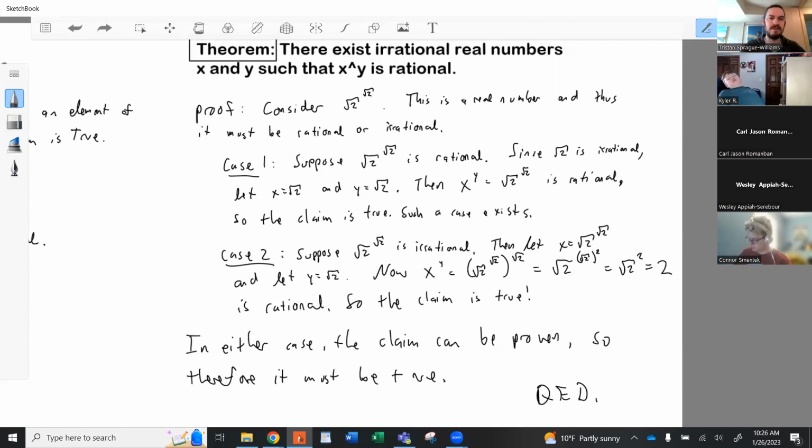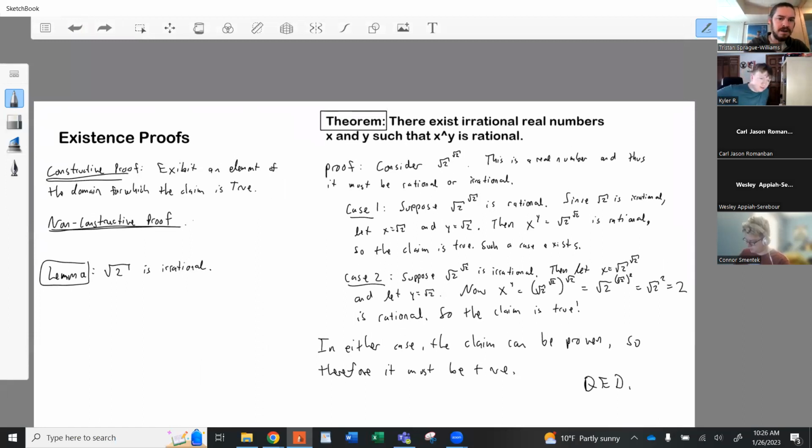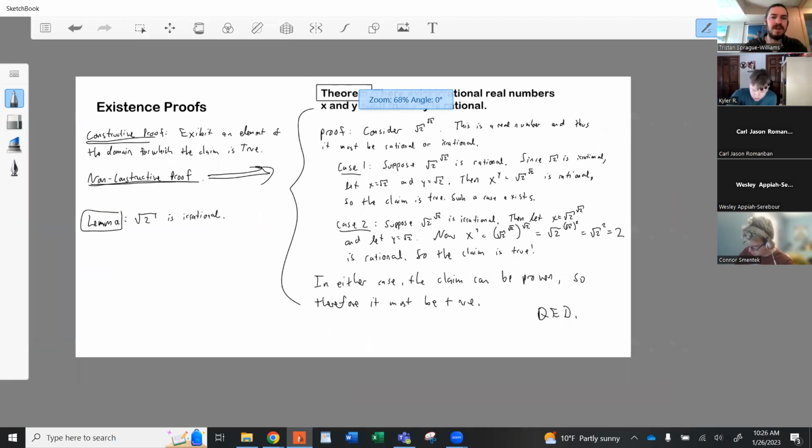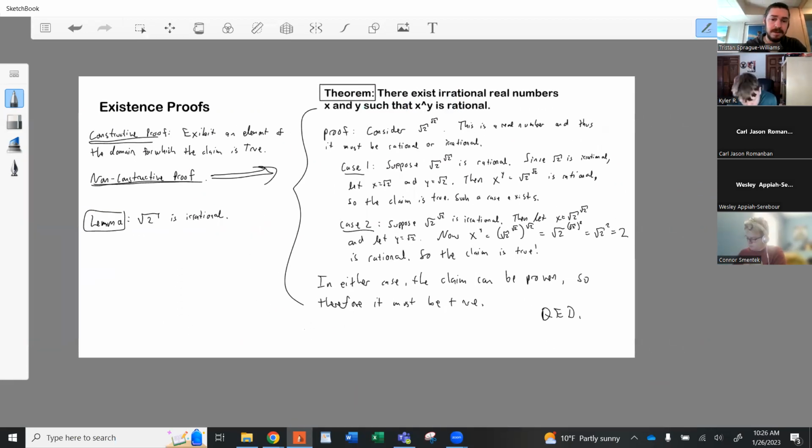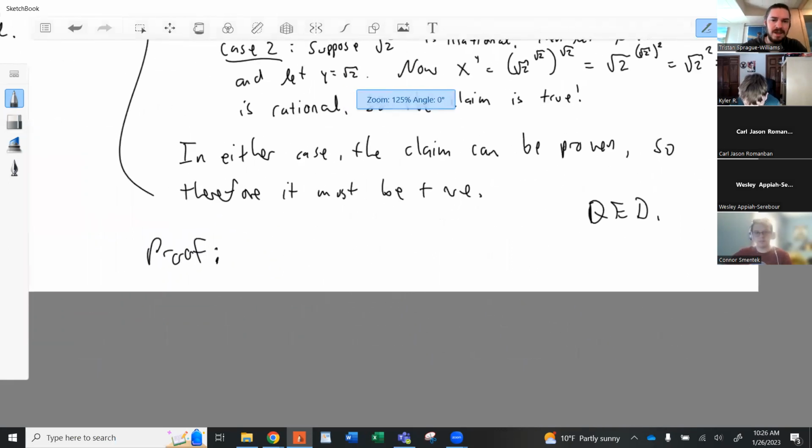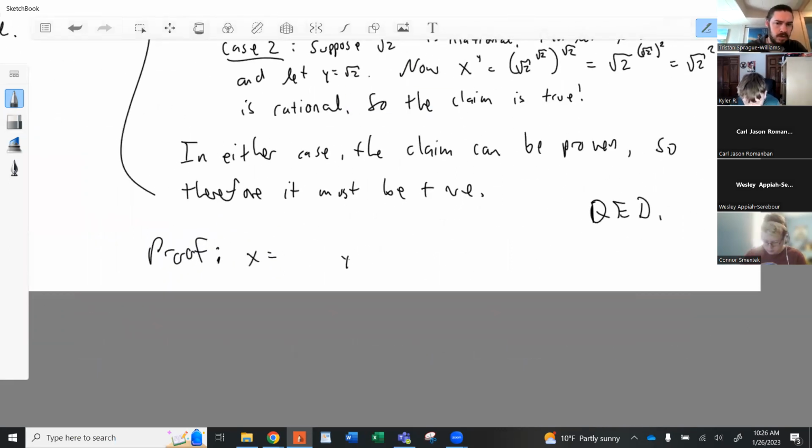So that's why this is called a non-constructive proof. Okay, non-constructive. We did not construct an example. It is possible to prove this claim in a constructive way. Does anyone know an example of X and Y that are both irrational, where if you raise one to the power of the other, you get a rational number, guaranteed? Curious if anybody can think of such a thing.